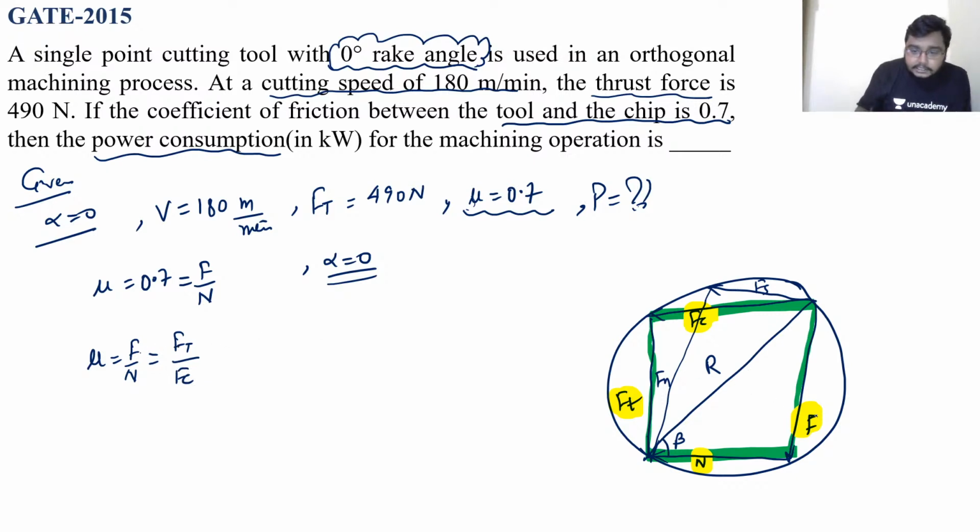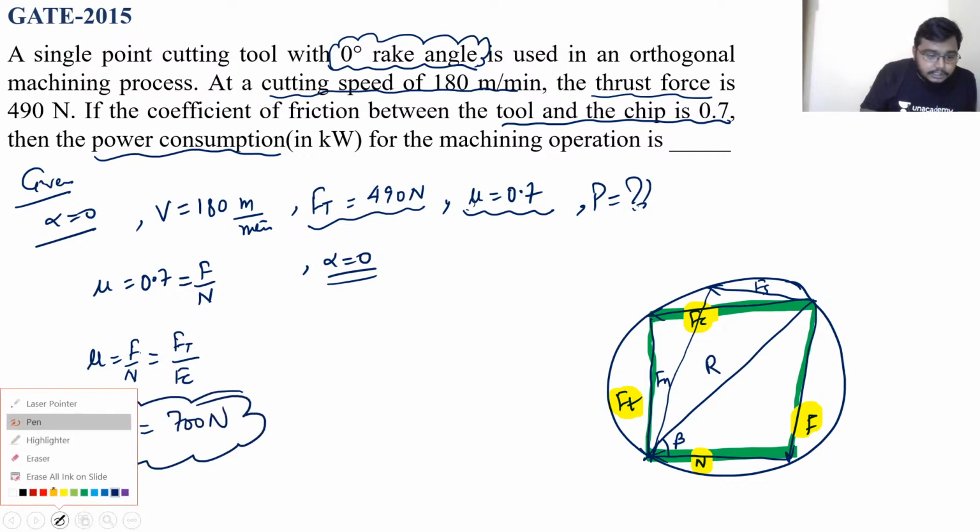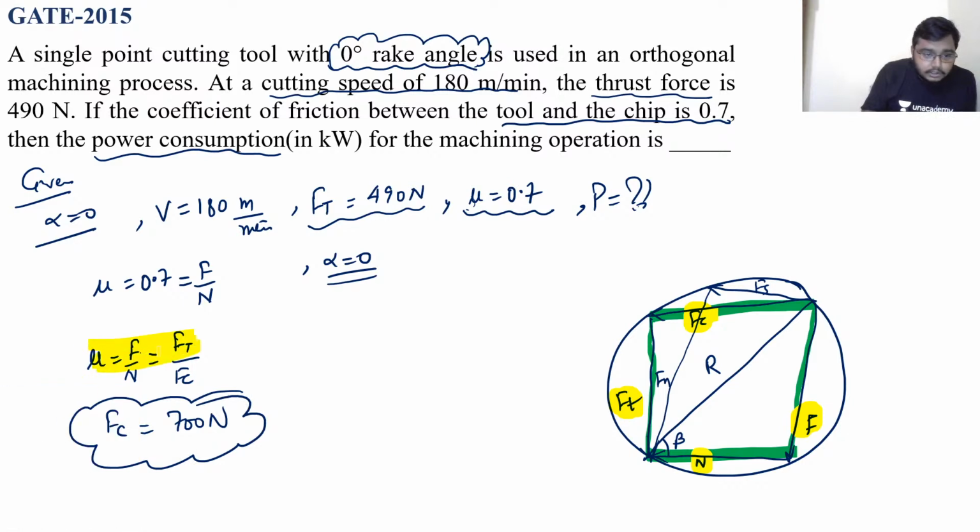F के बदले मैं क्या लिख सकता हूँ? FT. और N के बदले FC. So in place of F, I have written FT, and in place of N, FC. Here FT is given as 490, and mu is given as 0.7. So from this relation you will get the value of FC, and the value of FC is 700 Newton.